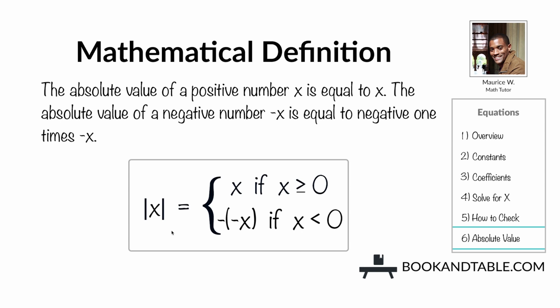Here's another way to represent that. The absolute value of x is equal to negative 1 times negative x if x is less than 0. So if this were negative, as we saw a moment ago.